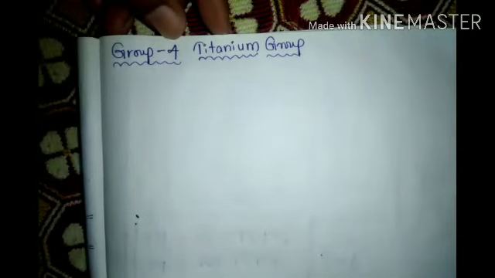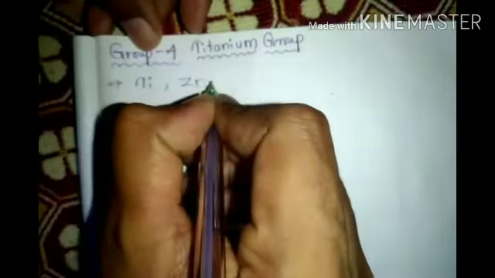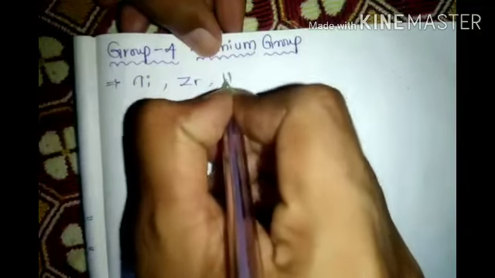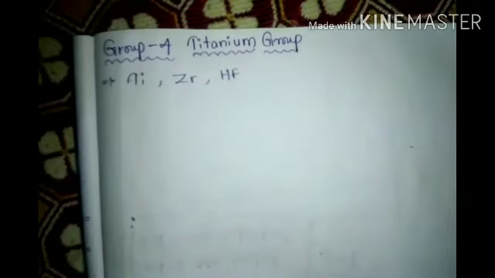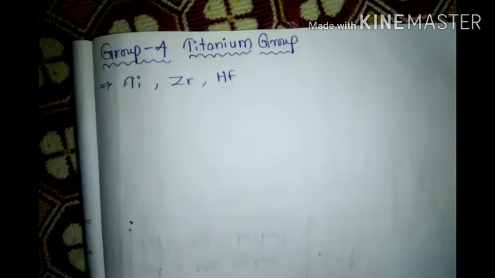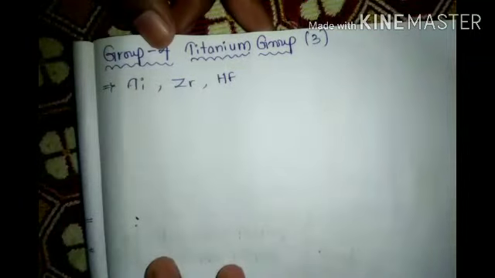Next one, it is group 4, the titanium group. The members of this titanium group are: the first member is titanium, the second member is zirconium, the third member is hafnium, Hf. These are 3 members, titanium, zirconium, hafnium. Each group has 3 members.